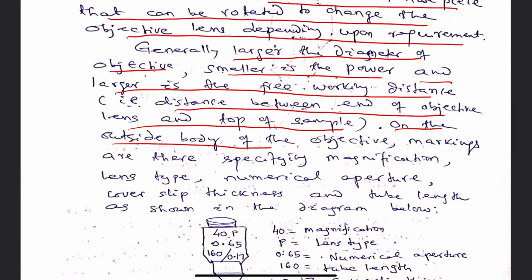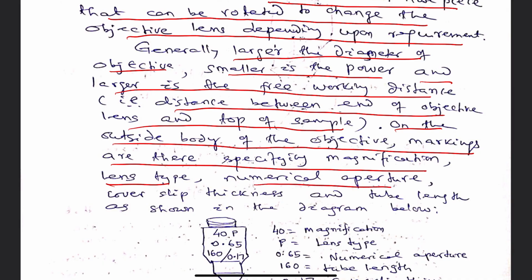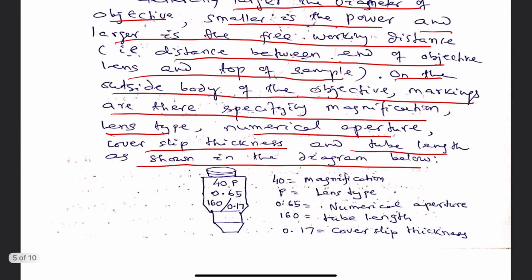On the outside body of the objective lens, there are markings that specify the magnification, lens type, numerical aperture, cover slip thickness, and tube length, as shown in the diagram below. Here 40 is the power, magnification power. That means it will magnify the image 40 times. PLR is the lens type, 0.65 is the numerical aperture, 160 is the tube length, then 0.17 is the cover slip thickness.